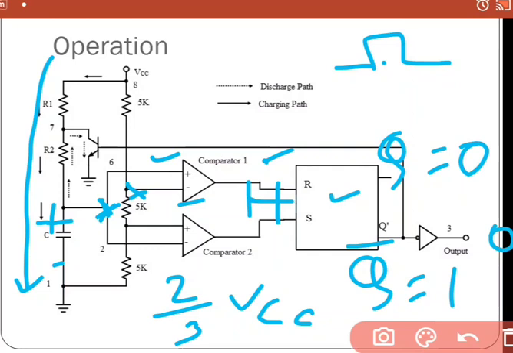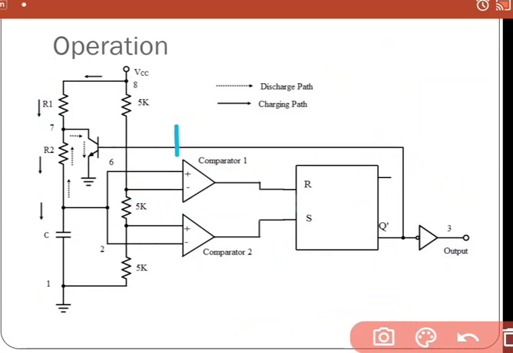Now when the flip-flop is reset, Q bar is equal to 1. That means this is again 1, and the transistor is again switched on. That means the capacitor will now discharge through this path. It will discharge through the R2 path.